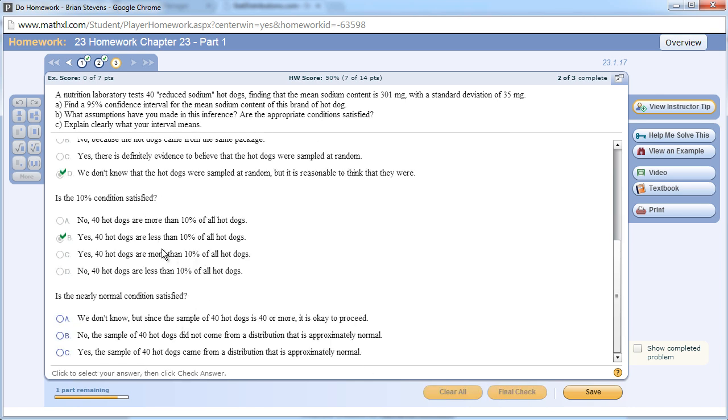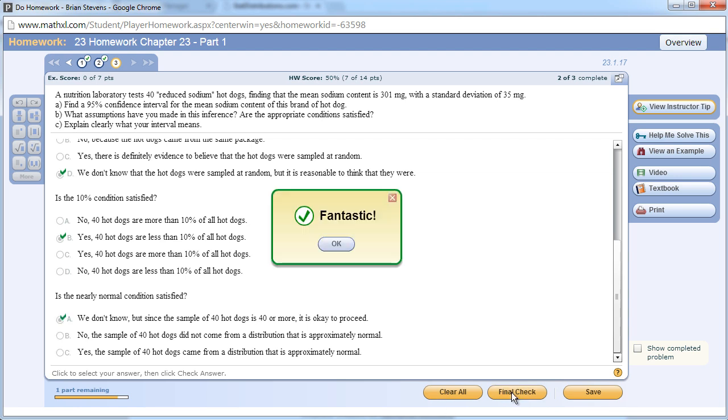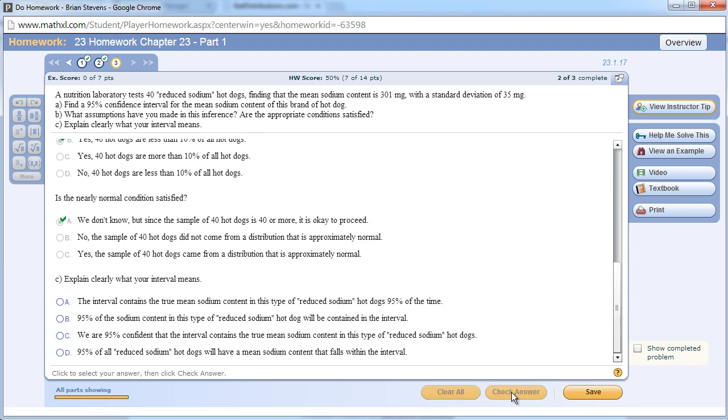Sample less than 10%. Is the nearly normal condition satisfied? Yes. With the 40 hot dogs, they should just have it as yes. There we go. My gosh, there's a lot of questions to this. And frankly, because of the central limit theorem, this should just be yes or no. The central limit theorem is going to tell us that the distribution of means is normally distributed, so yes.